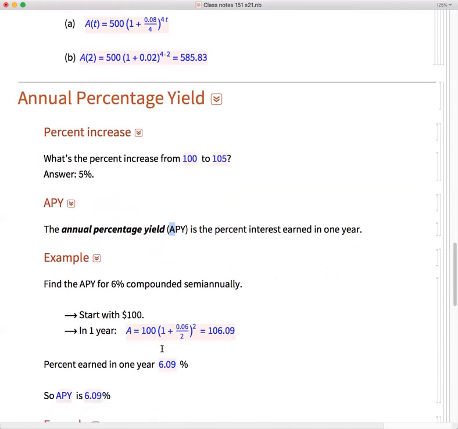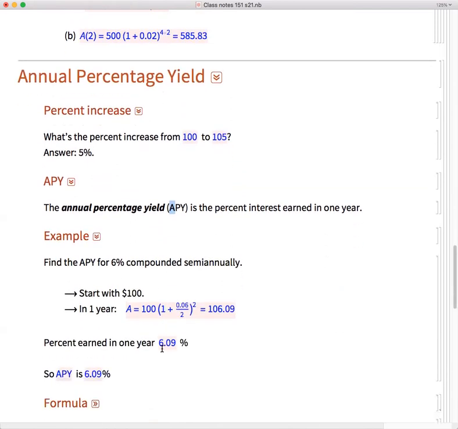So we'll do a quick example here. Let's compute the APY for 6% compounded semi-annually. So what we're going to do is compute how much money we wind up with on a $100 investment at the end of 1 year. So here's the formula. We start with 100. Semi-annually means that we have N equal 2 compoundings each year. So we only get 1/2 of the 6% each time. And just remember, this is 1 year. So in 1 year, we'll have the 2 compoundings.